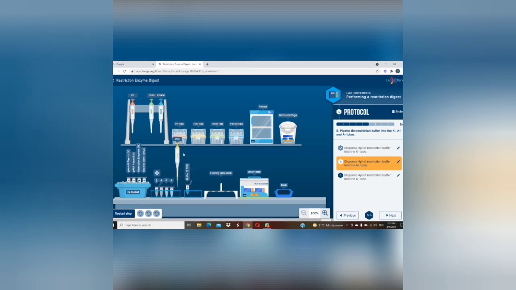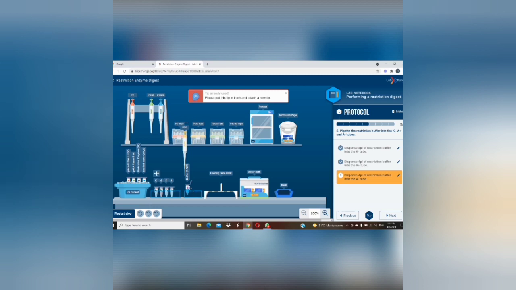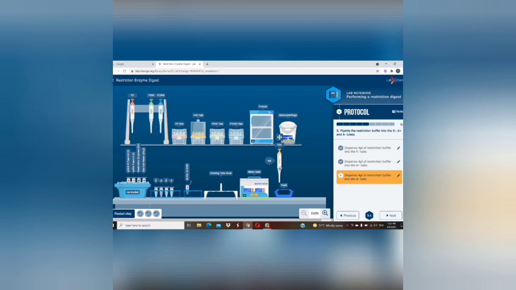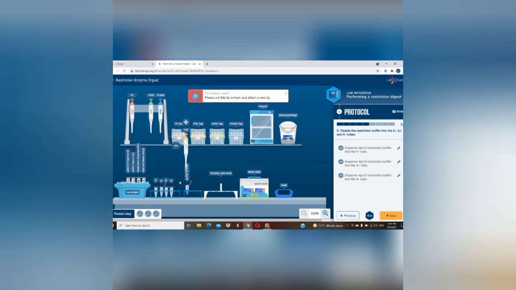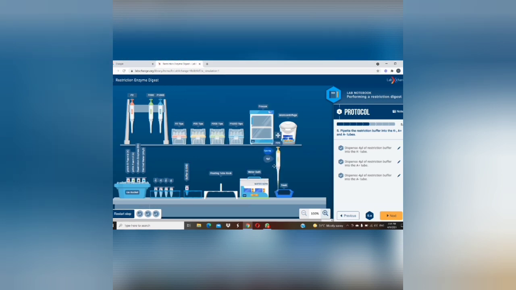Then do the A positive tube. Then close it. Have to eject the tip. And lastly, we're going to dispense into the A negative tube. That's all. We have to close all the tubes and then we have to eject the tip into the trash.